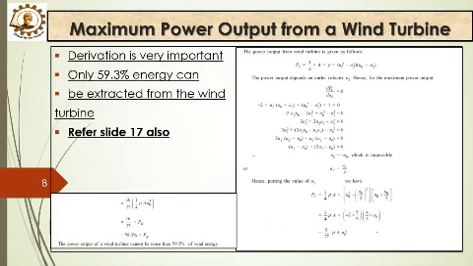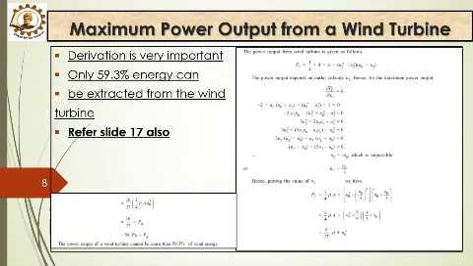So now moving to another very important aspect, that was the power available in the wind. Now this particular topic says what is the maximum power that we can get as output from a wind turbine. So the derivation is very important, as said, and what we can see is that only 59.3% of the energy can be extracted from the wind turbine. So this is also a concept of the power coefficient, and its idea comes from the Betz criteria.